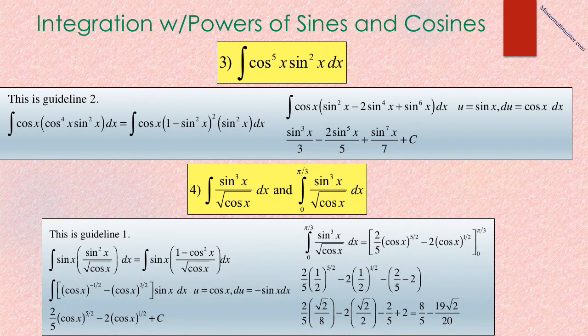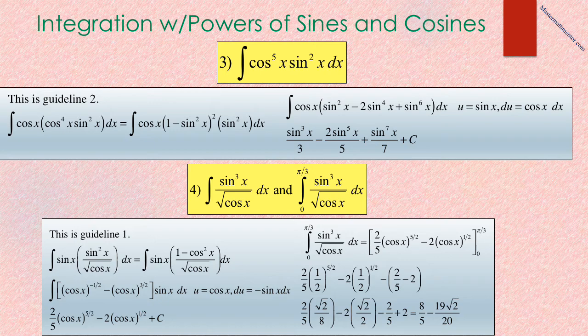In number 4, we're asked to integrate sine cubed of x over square root of cosine of x dx, and then integrate the same expression from 0 to pi over 3. This again is guideline 1, as the sine has an odd power. Do not be concerned that we have a square root of a cosine of x. That doesn't enter into it.